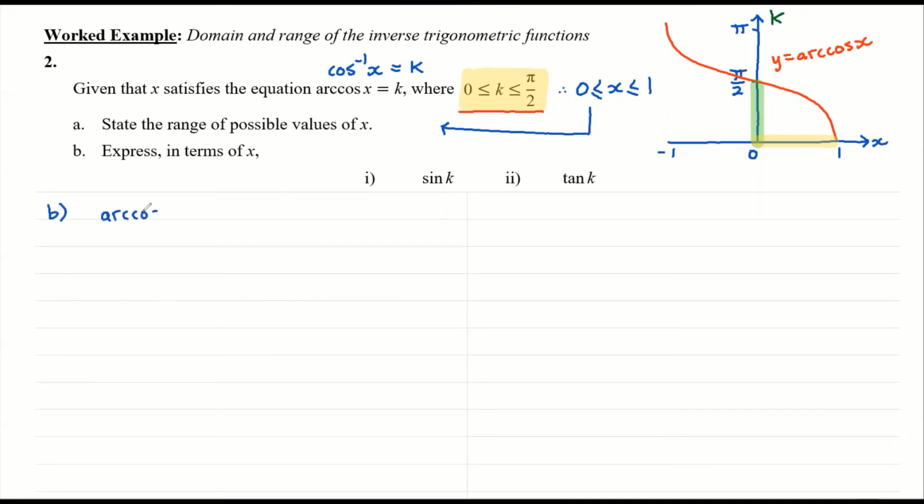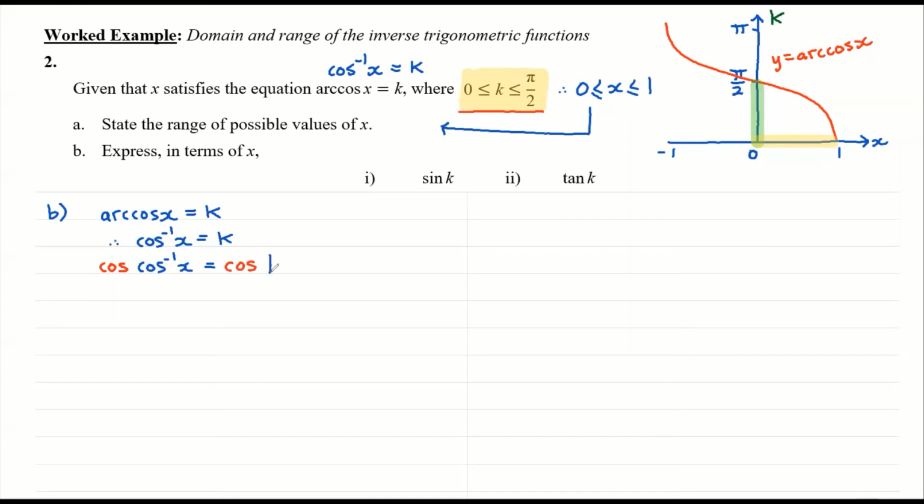Arccos of x equals k. We know that x can only be between 0 and 1 at this point as well. And we also know that we can rewrite this as cos to the power -1, or inverse cos of x equals k. Now then, one of the properties we've not really applied too much at the moment is what would happen if we take the cosine of both sides of this equation. So if I do the cosine of cos to the -1 of x, that must equal the cosine of k.